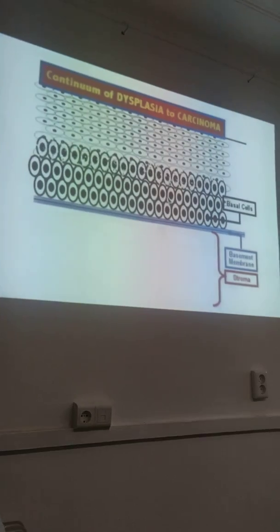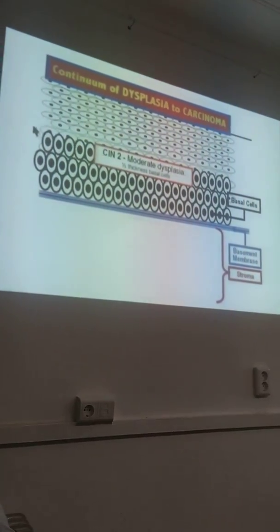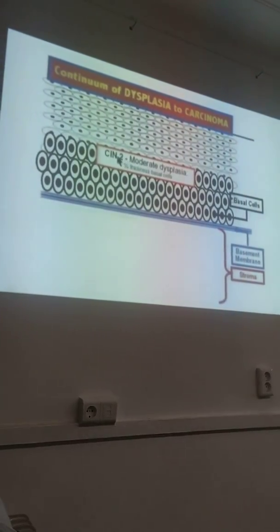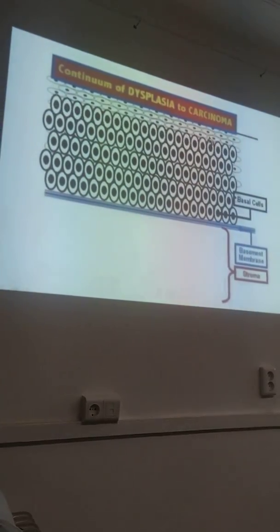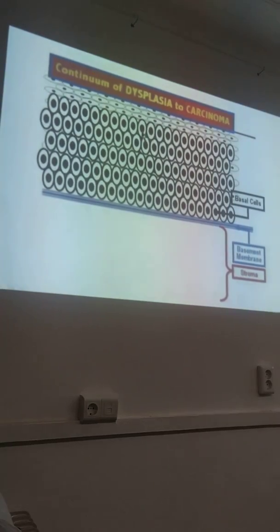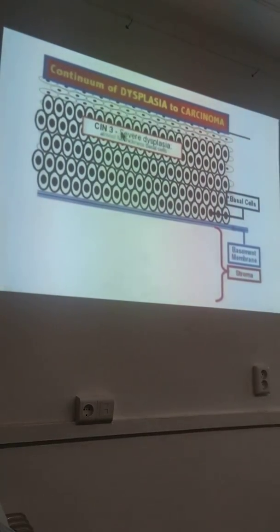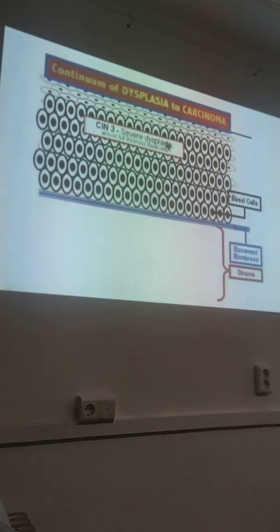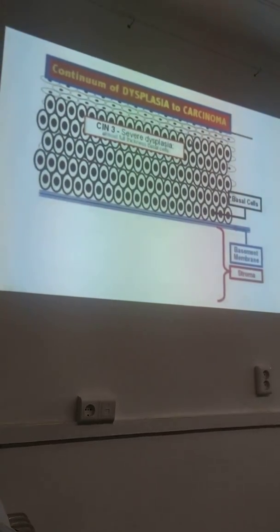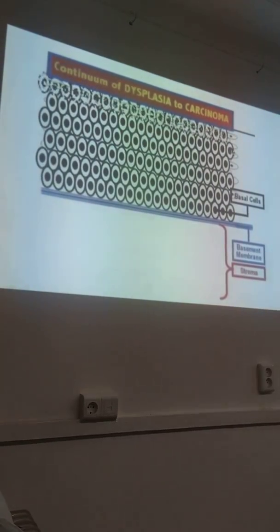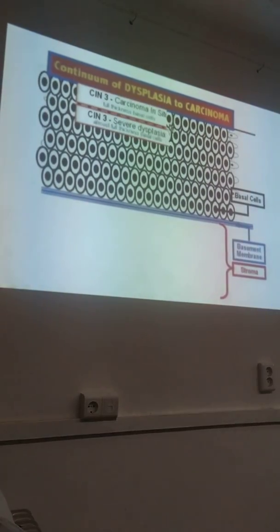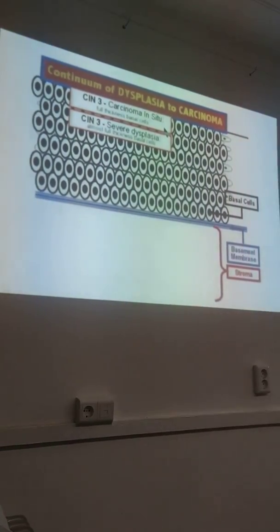As we progress and we get more involvement, when it's 50%, we call this SIN2 or moderate dysplasia. As we get almost the entire thickness, we call this SIN3, severe dysplasia. But it's difficult to make a distinction between severe dysplasia and carcinoma in situ, so even full thickness is called SIN3. So we have SIN1, mild dysplasia, SIN2, moderate dysplasia, SIN3 is either severe dysplasia or carcinoma in situ.